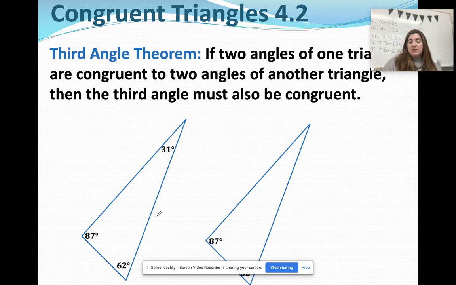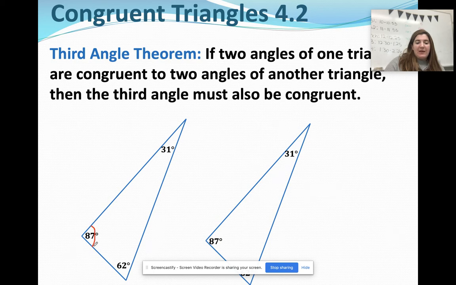So pretend we have this situation. I have a triangle with angles 31, 87, and 62, and I have a second triangle that has 87 and 62 as its angles. Well, that tells me that the third angle has to be 31, and the proof for that is just our triangle angle sum theorem, right? If I didn't know that this was 31, I would subtract 87 and 62 from 180 and I'd get 31. But this comes in handy when we're not given actual angle measures, we're just given their markings.